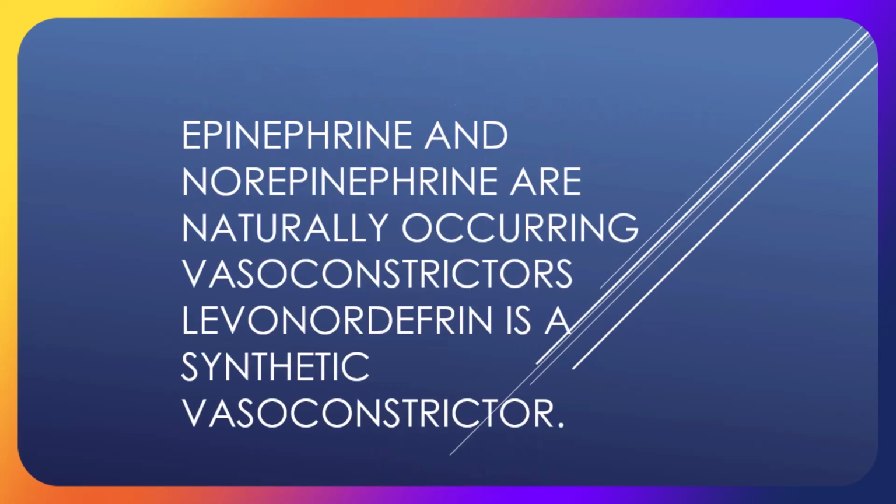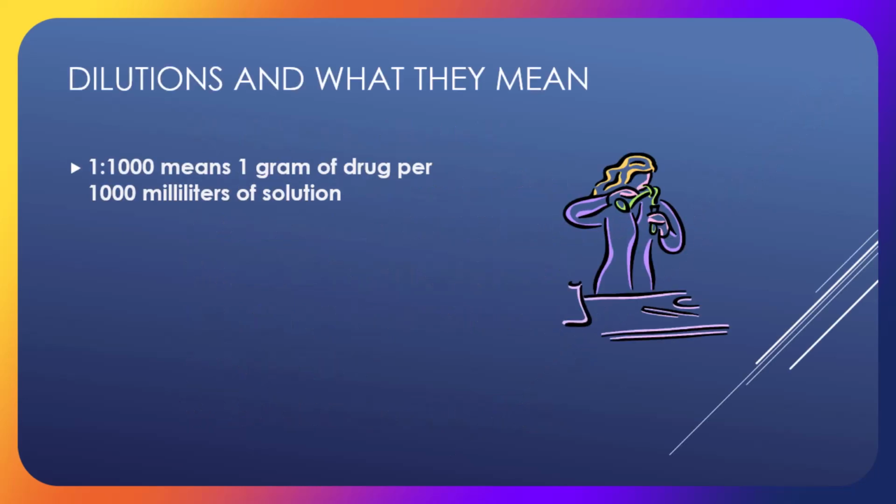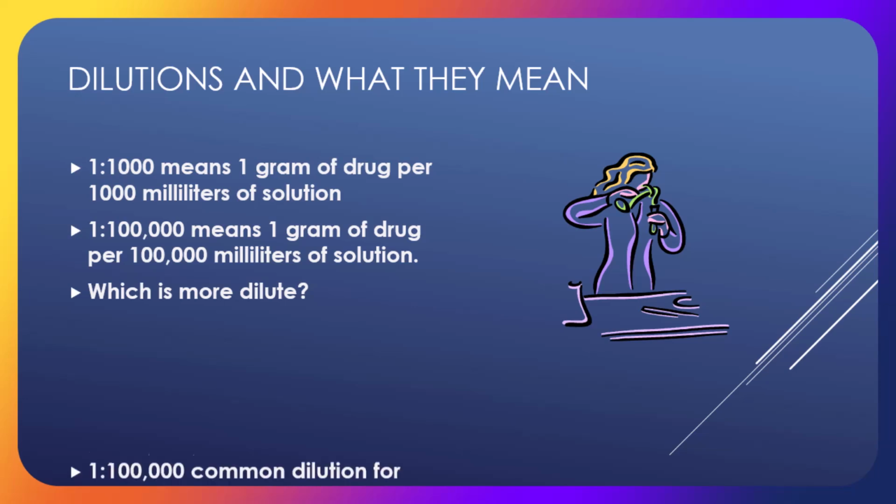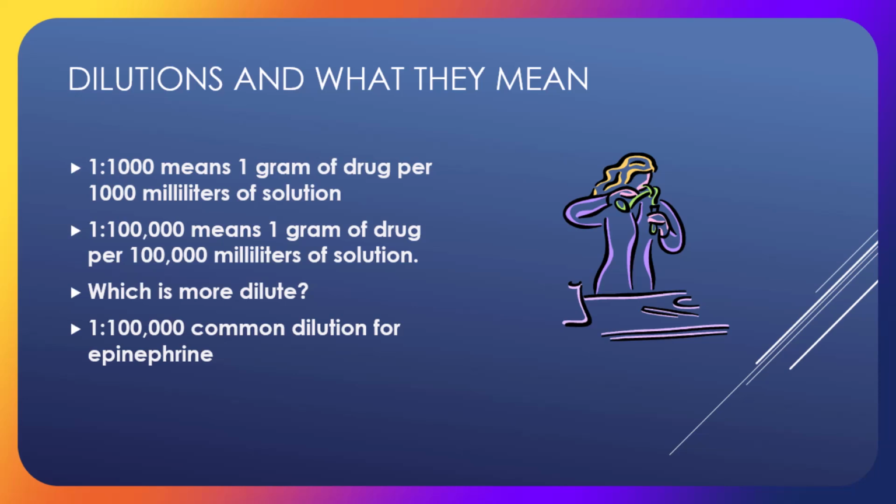Now, epinephrine and norepinephrine are naturally occurring vasoconstrictors. Levonordefrin is a synthetic vasoconstrictor. Now, 1 to 1,000 means 1 gram per 1,000 milliliters of solution. 1 to 100,000 means 1 gram, or 1 drop, per 100,000 milliliters of solution. Which is more dilute? Well, of course we know that it's the 1 to 100,000, because it's 1 drop to 100,000 versus 1 to 1,000. 1 to 100,000 is typically our 2% lidocaine, which is the most common anesthetic injection.